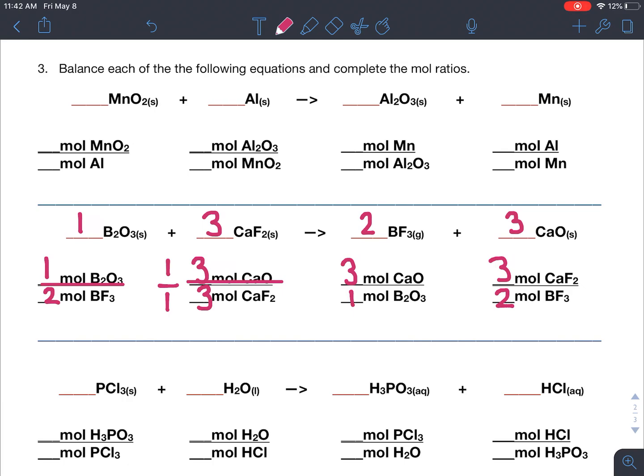Mole ratios are the keys to comparing a reactant to a product in a stoichiometry process, and so that is why you guys have to do a little bit of practice. All right, hopefully that helps. Again, balance the equations and then just write out the numbers. Those are your mole ratios.